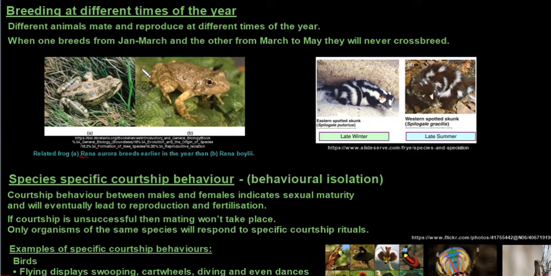So if they were to breed at the same time of the year, they would be able to interbreed, but because of this breeding at different times of the year, that does not occur. And then the skunks, the eastern spotted skunk and the western spotted skunk, are also able to interbreed. That's why they have different breeding times. So the eastern spotted skunk breeds late winter, and then the western spotted skunk breeds late summer to try and avoid that.